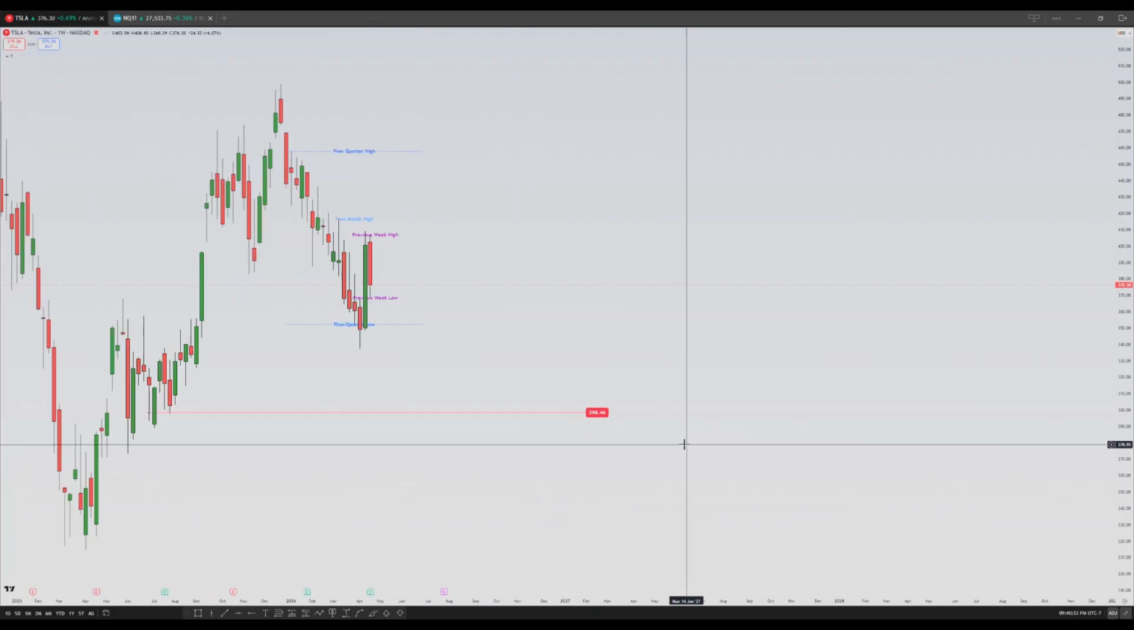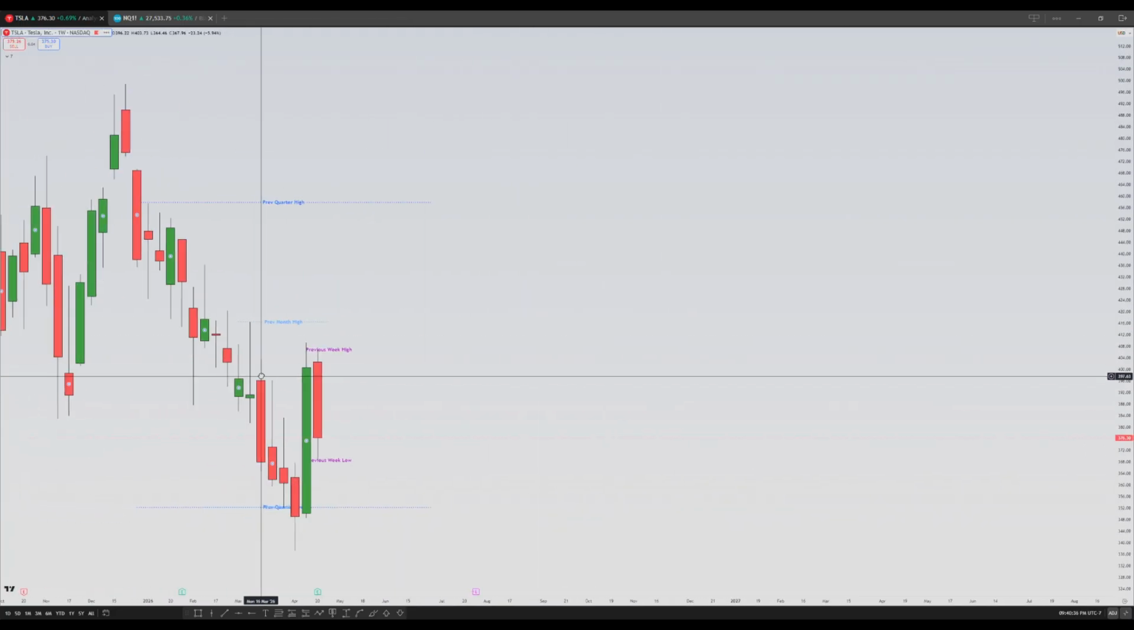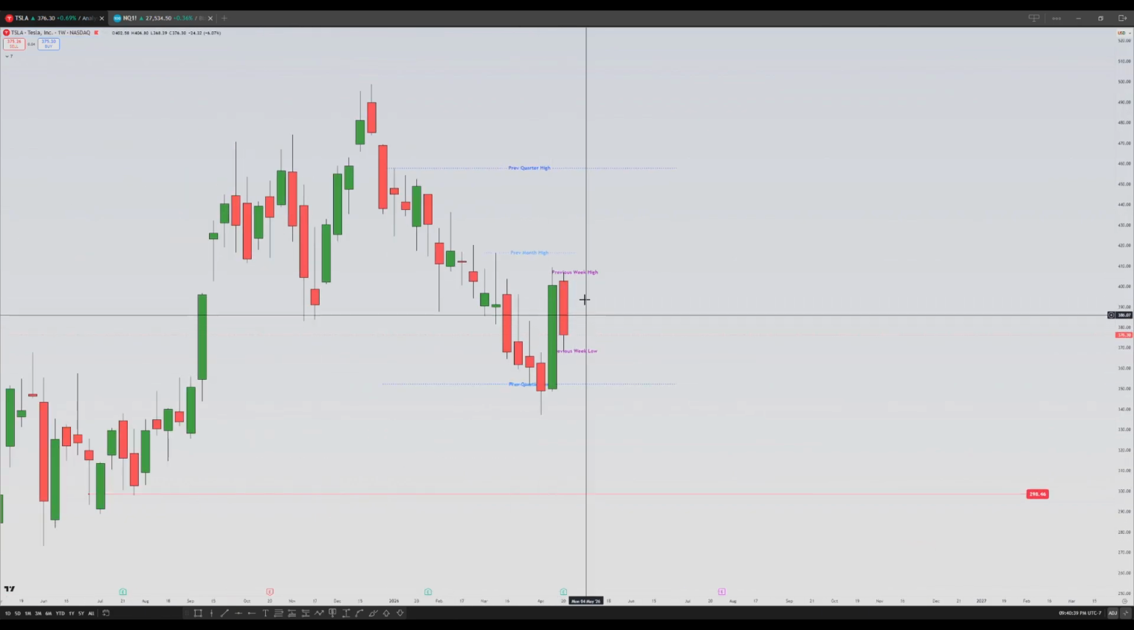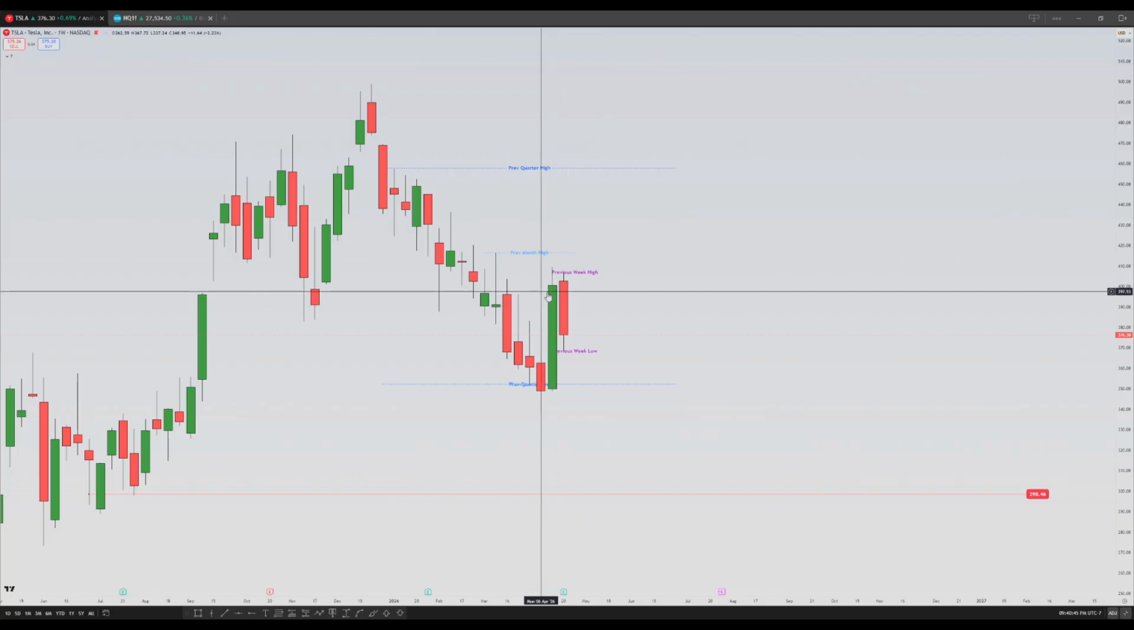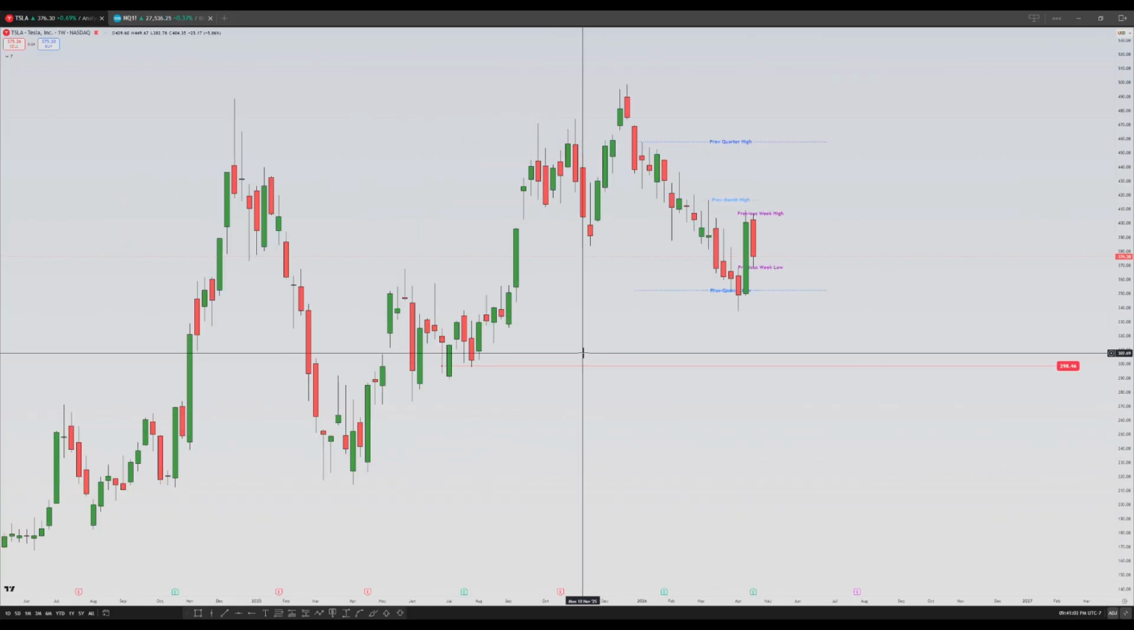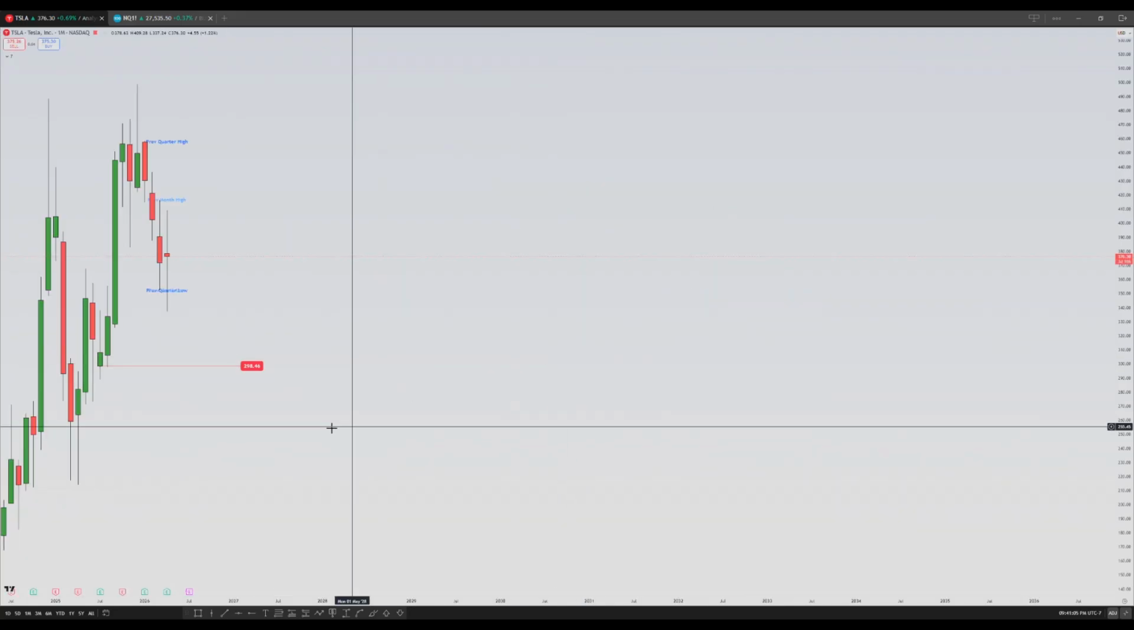Tesla, last week, we saw, especially Friday, the end of the undoing of all the progress being made in the first week or the second week of April. So we could possibly see Tesla start to come back lower again.